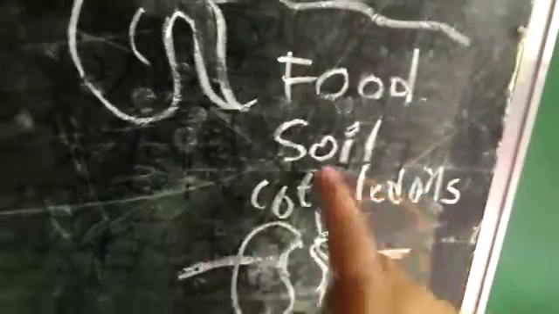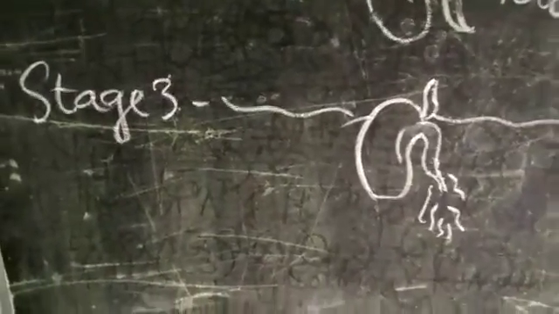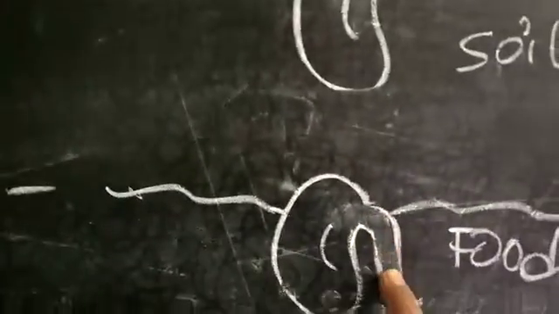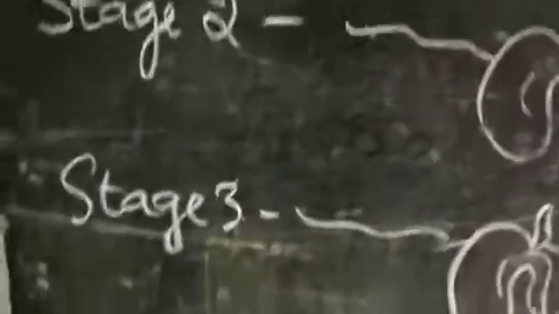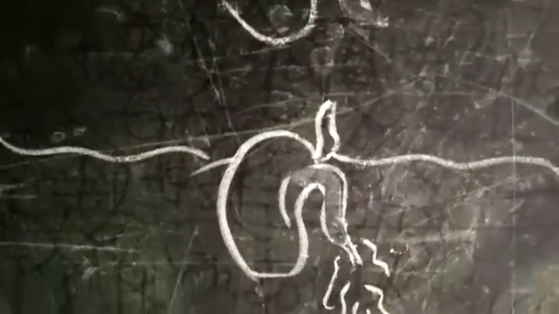Cotyledons. It will take food from the cotyledons and soil. Now what happens in stage 3? In stage 2, a small seedling comes out of the seed. In stage 3, what happens? Out of the seedling, small roots are developed.